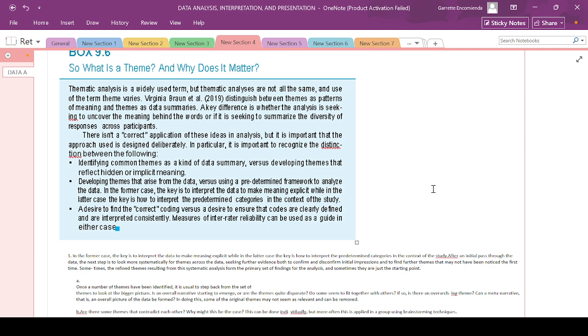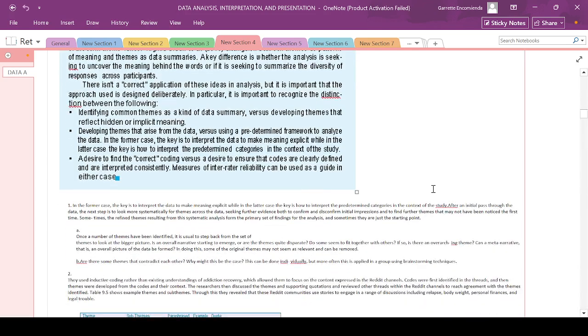There isn't a correct application of these ideas in analysis, but it is important that the approach used is designed deliberately. In particular, it is important to recognize the distinction between the following: identifying common themes as a kind of data summary versus developing themes that reflect hidden or implicit meaning, developing themes that arise from data versus using a predefined framework to analyze data. In the former case, the key is to interpret the data to make meaning explicit, while in the latter case, the key is how to interpret the predetermined categories in the context of the study.